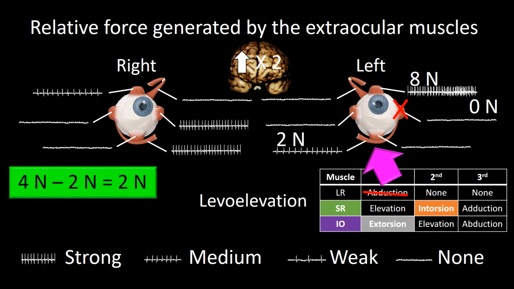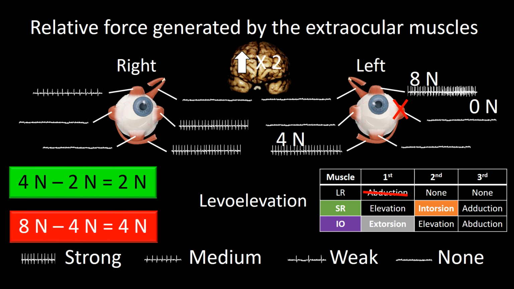The inferior oblique undergoes similar overstimulation. Its discharge frequency also doubles, so from generating a force of 2 Newton, it goes to generating a force of 4 Newton. I have now added the same formula, but with the new numbers, as you can see.